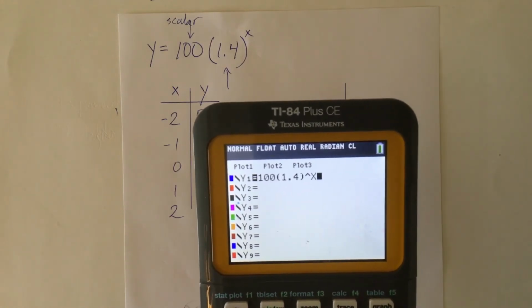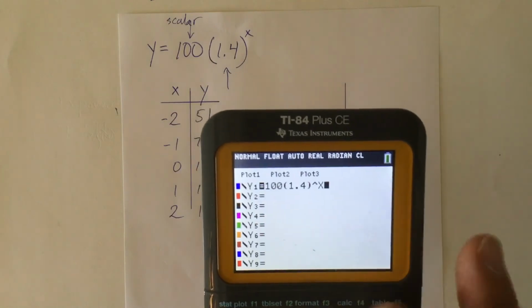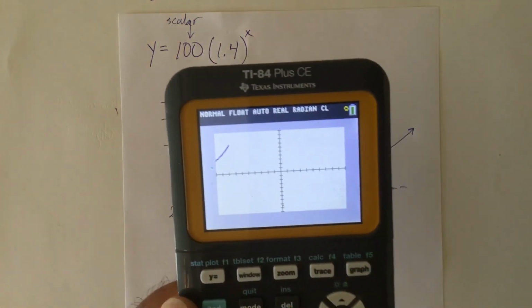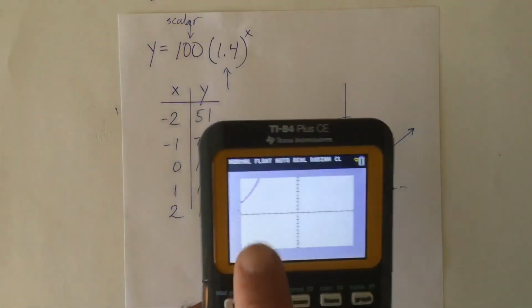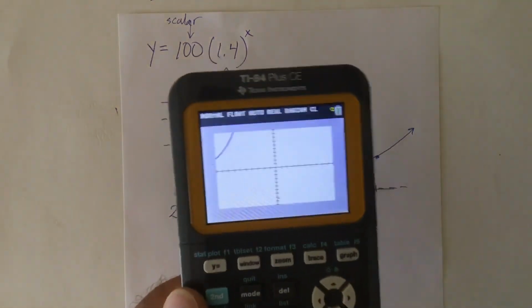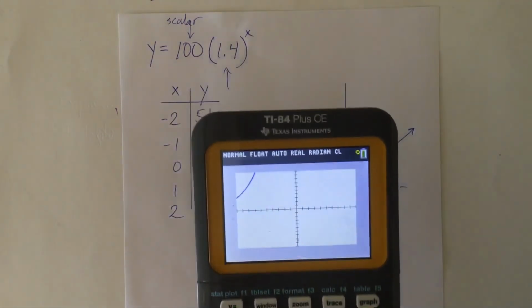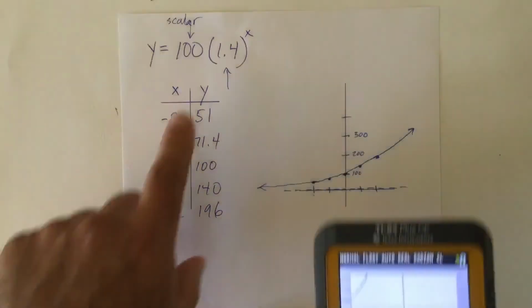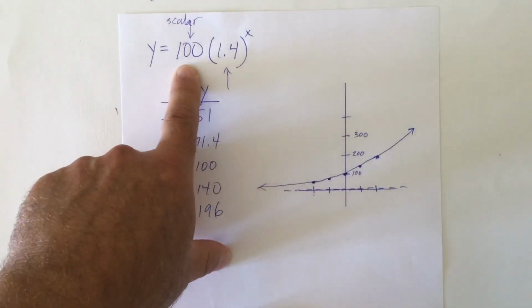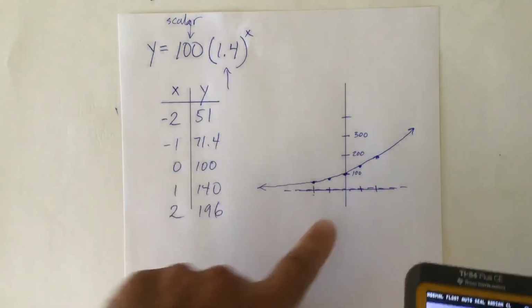Okay, now if I hit graph right now, remember I just did a zoom standard. If I hit graph, I'm not seeing much at all. In fact, it's way over here. Well, heck, that's because I really stretched this graph out. I really stretched it out. So how do I make it look like this?